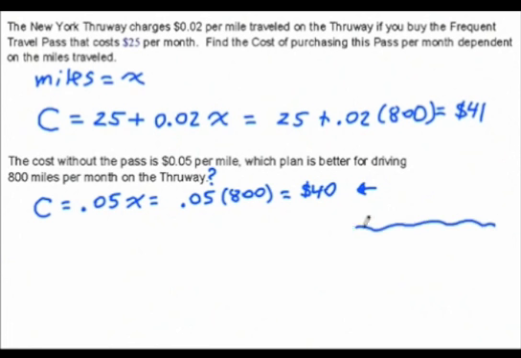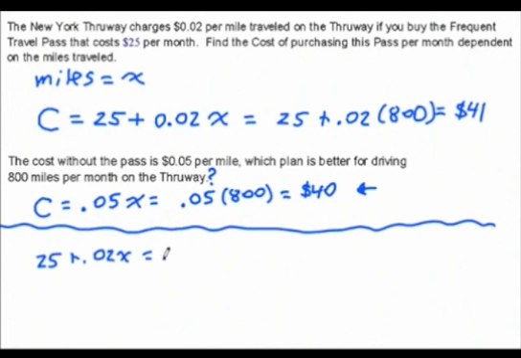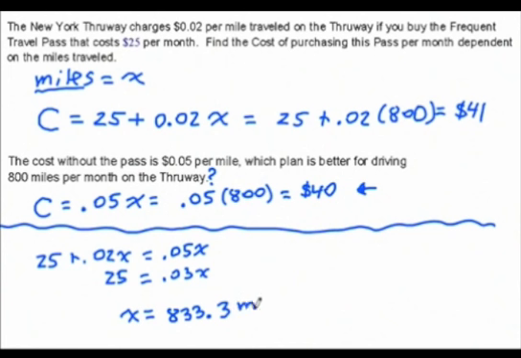So what we could do is set up a nice little equation where we set the C's equal to each other, and we get 25 plus 0.02x is equal to 0.05x, and solve for x. So subtract the 0.02x, and we get 0.03x, and then divide both sides by 0.03. And we get 833.3. Now, what measurement is this in? Well, remember at the very top we chose x to be the number of miles we traveled, so this must be miles. So the break-even point is 833 miles.